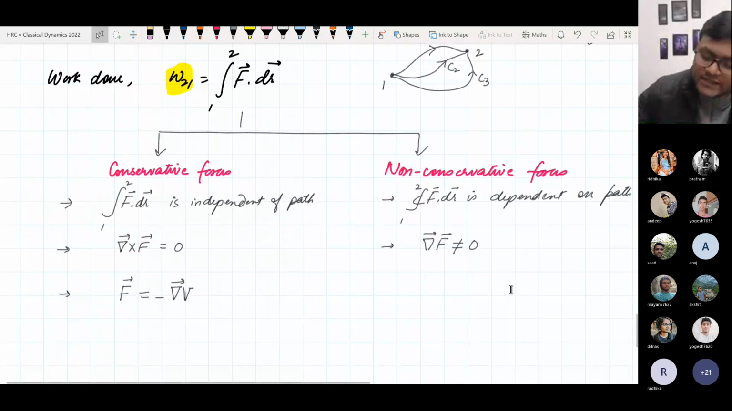So whenever there is some kind of force that behaves in such a manner that the line integral, or the work done, is independent of the path, that force can be written in terms of a negative gradient of some scalar potential, or a potential energy function. So can you give me a couple of examples of conservative forces?